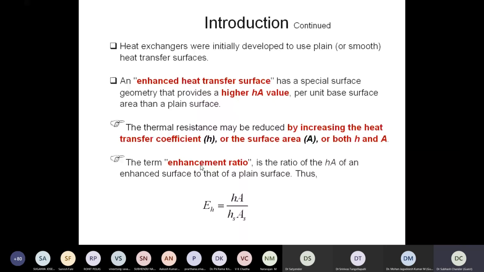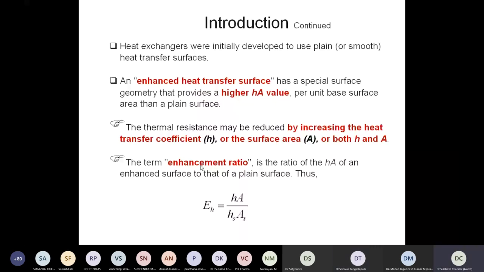So if the enhancement ratio E is greater than 1, right? Then we can say we are going to get benefit out of deploying some changes, either in the design of the heat exchanger or in the flow, right?